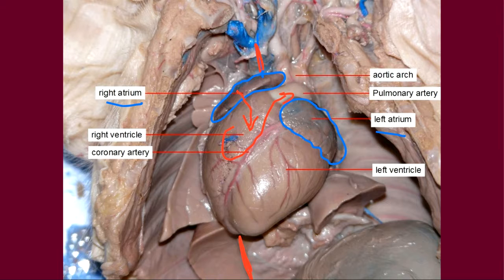The pulmonary artery will take blood to the lungs, and the blood will return via pulmonary veins to this chamber, the left atrium. The left atrium will push blood into the left ventricle. The left ventricle will then, and I'm going to change the color, push blood out into the aorta, to the aortic arch.